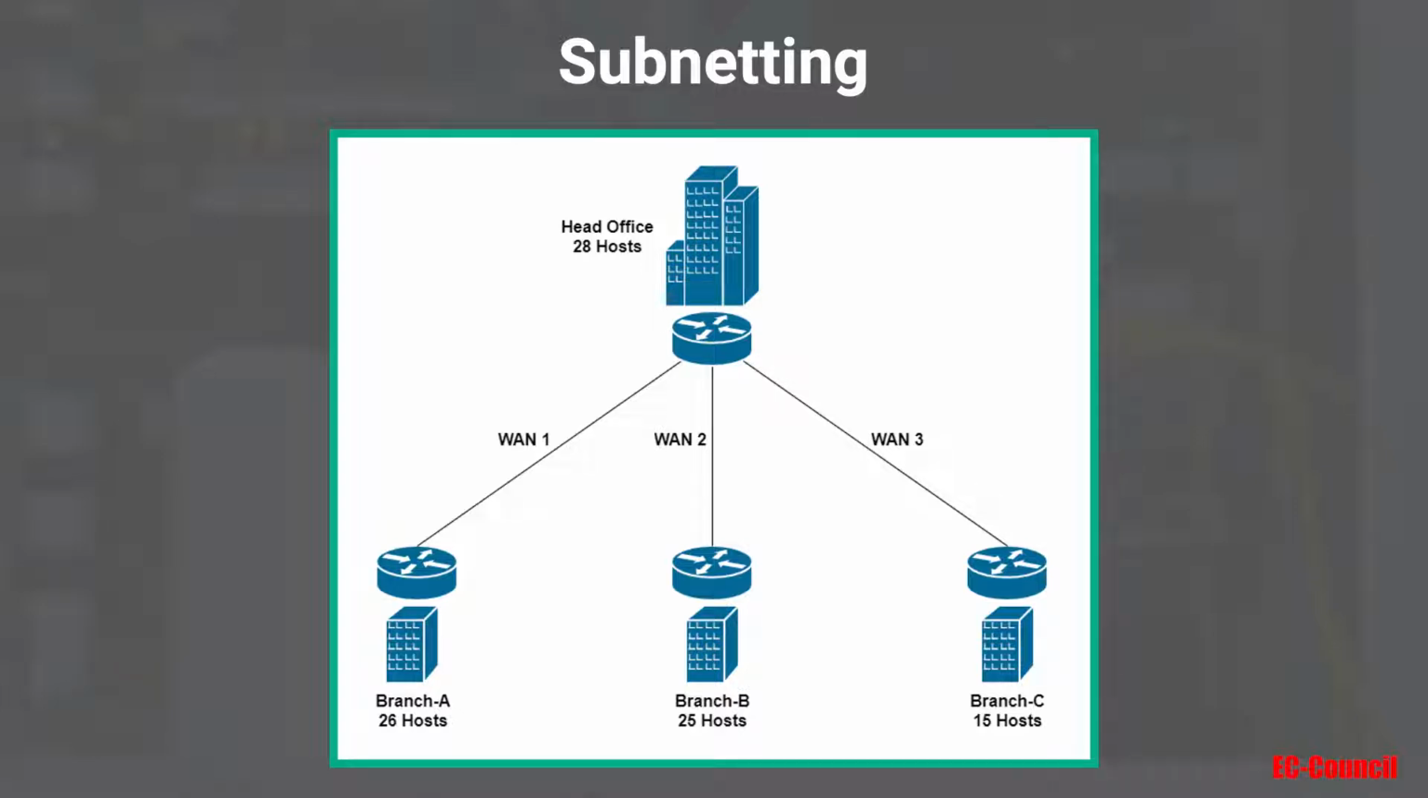Furthermore, how many LANs, as in local area networks, do we have? Well, there's a LAN for HQ, which consists of 28 hosts. There's a LAN for branch A, which consists of 26 hosts. There's a LAN for branch B, which consists of 25 hosts. And there's a LAN for branch C, which consists of 15 hosts. So therefore, we have a total of 4 LANs. Now, the total number of networks, well, 3 plus 4 is equal to 7 networks in total.